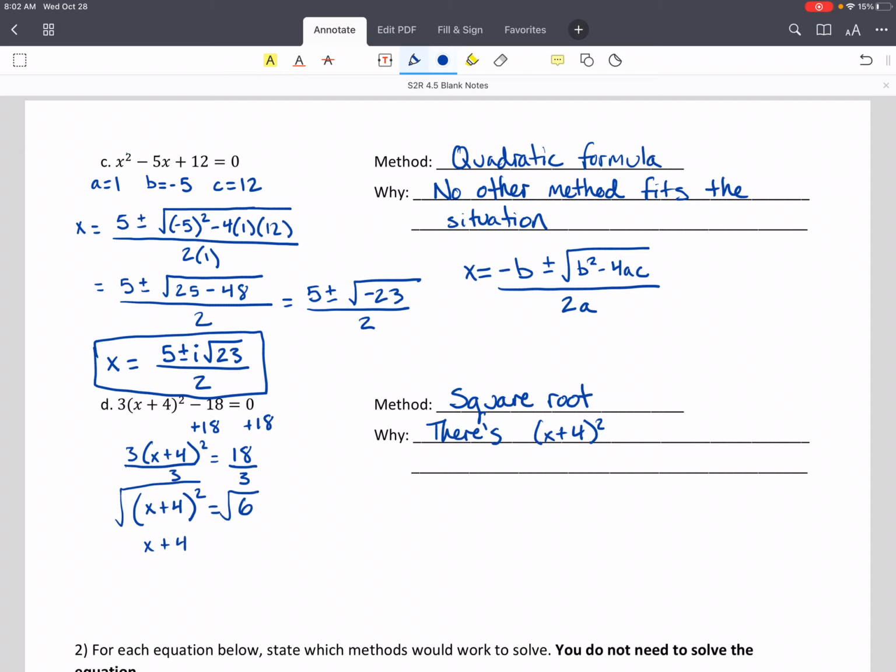So x plus 4 equals plus or minus square root 6, because square root 6 doesn't simplify any further. And now we just subtract 4. x equals negative 4 plus or minus square root 6.